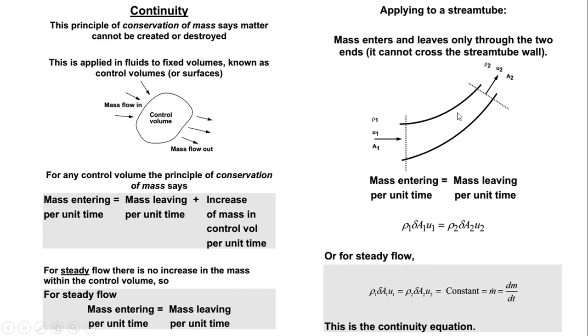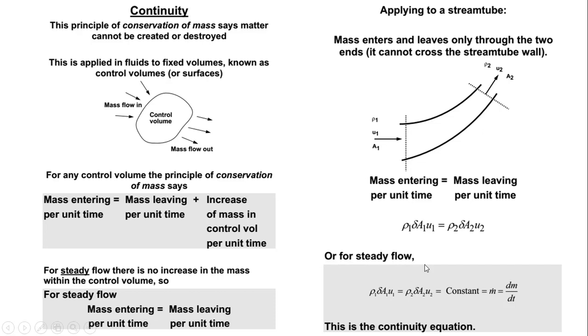So if you are going to involve equations now, which means mass entering per unit time, this side will be rho 1 change in area multiplied by velocity, which should be equal to rho 2 change in area multiplied by velocity. So for steady flow only, we have rho 1 change in area 1 multiplied by u1 is equal to rho 2 change in area 2 multiplied by u2, which is equal to a constant. And this constant, since we are dealing with mass entering per unit time, is defined as dm over dt. Okay. So this equation is known as the continuity equation for steady flow.